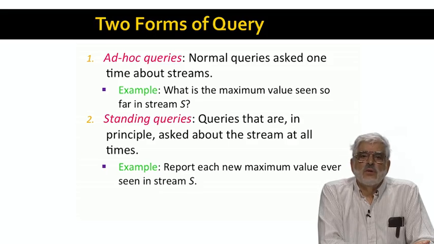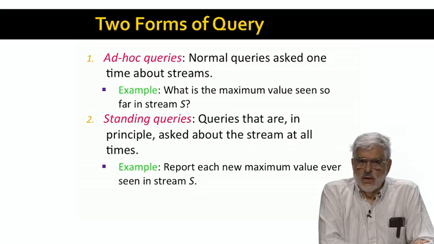The other kind of query is called a standing query. You write the query once, and you expect the system to make the answer available at all times, perhaps outputting a new value each time the answer changes. For instance, a standing query might ask for a report of each stream element that is larger than any element seen so far in the stream. We can answer this one by keeping one value, the maximum, and each new element is compared with the max, and if it is larger, we do two things. We output the value, and we update the max to be that value.